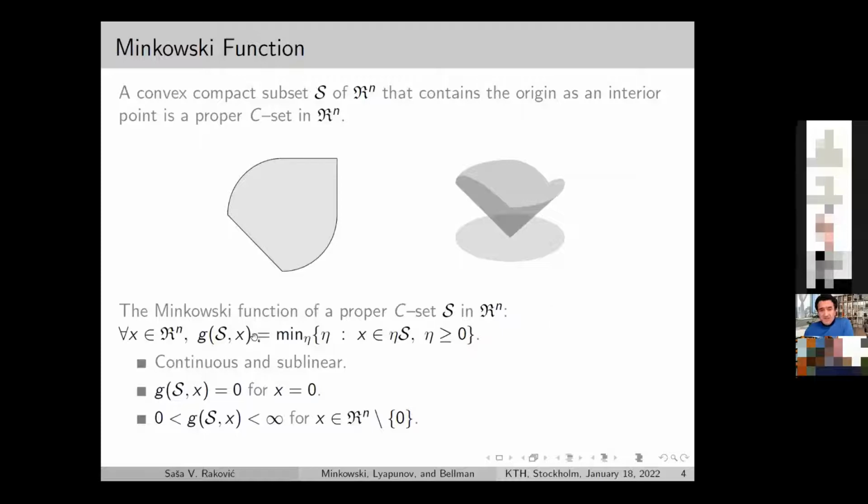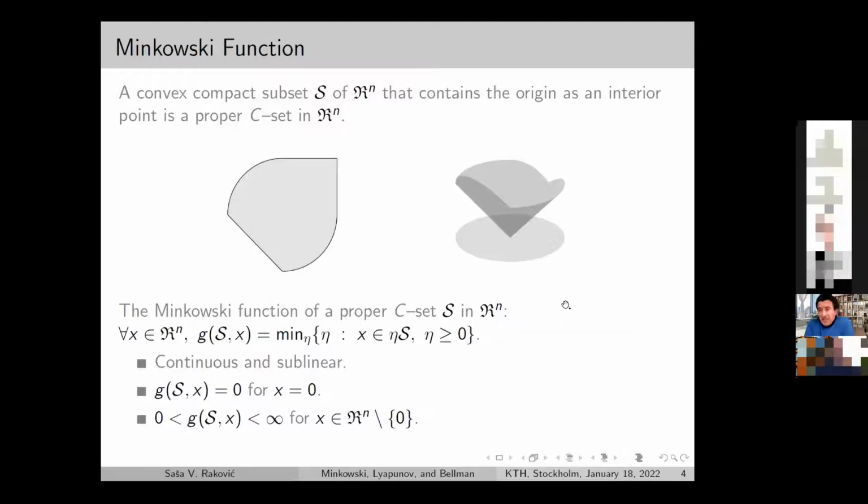Now, this function is defined simply as a minimum over eta, where x belongs to eta S, where S is the given set and eta is non-negative. So effectively, you take a point, you start from 0, you have a ray, and you expand or contract the set until the point is on the boundary of the set. And this function has some very nice properties.